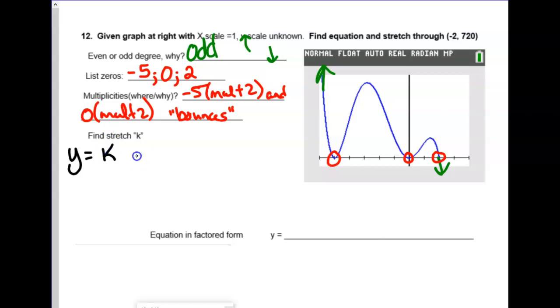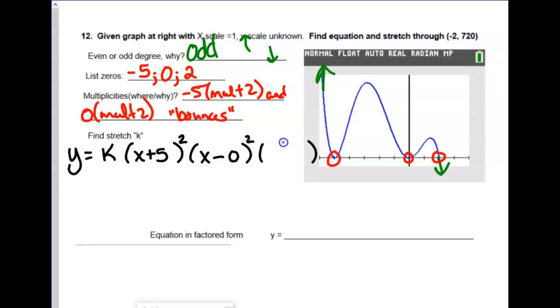So y equals k times, now I need to see all of your factors, including their multiplicities. Ready? One of your zeros was at -5, so what's the factor that came from? X plus 5, and then it's squared. Why? Because of that multiplicity business. Good. Now, for the 0, if you wrote x minus 0, I love it.